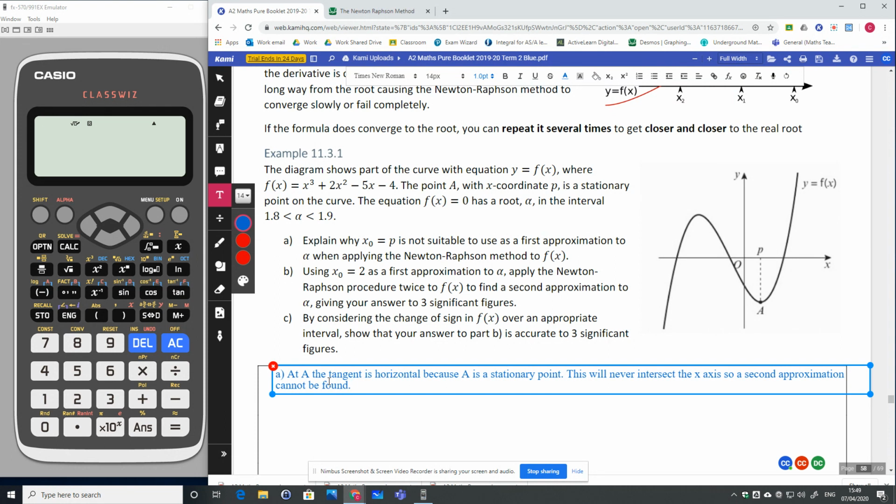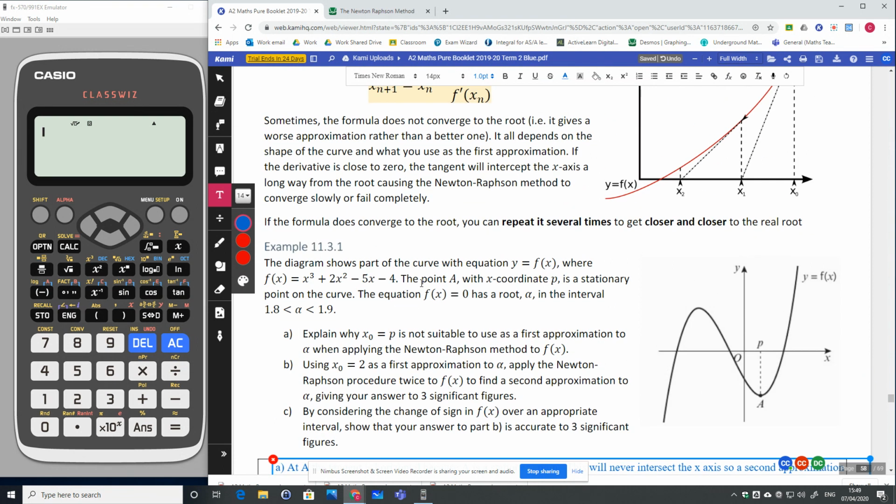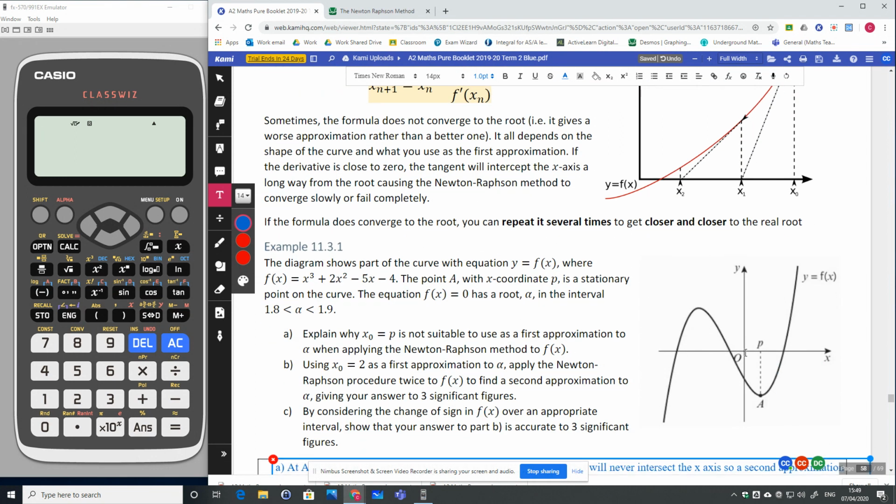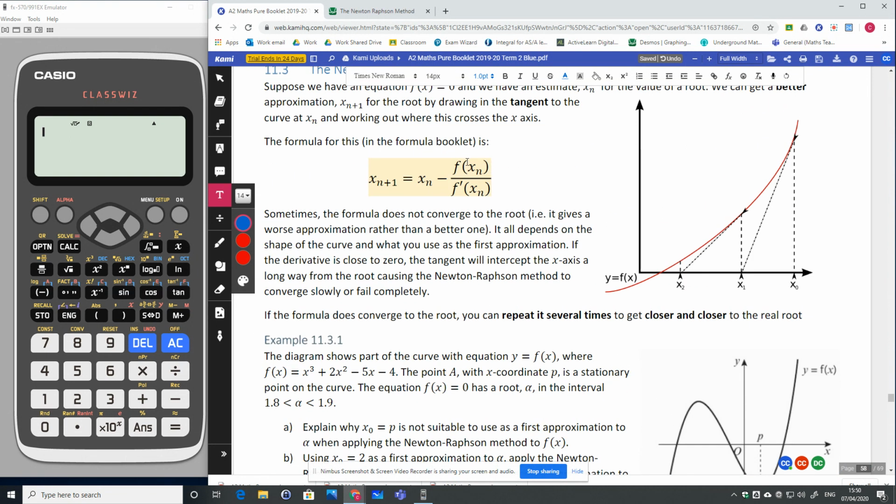The formula would fail because at the tangent the gradient is 0, and if we just have a look at that formula again, which is given to you in the formula book, at this point this is f dashed of that starting point, so the gradient function. If I was to substitute p into f dash, I should be getting 0 because that means we've got a tangent, and I can't divide by 0.